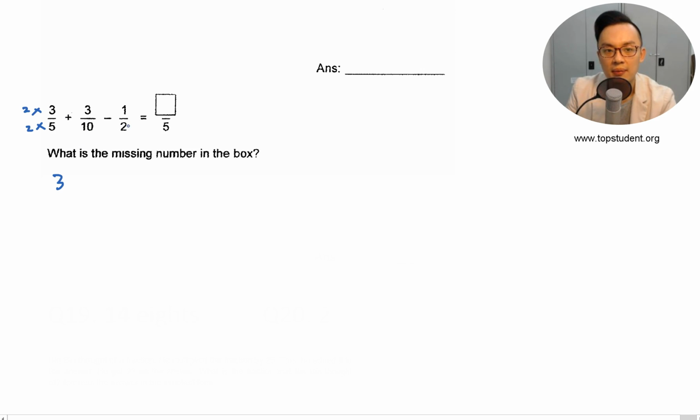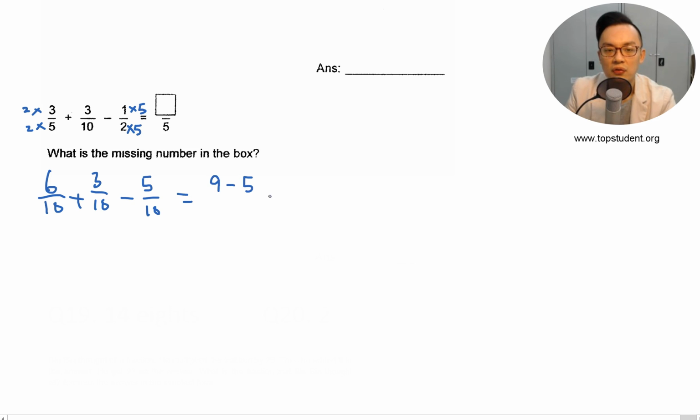This one remains the same. I multiply this by 5, multiply by 5. And I'll get 2 times 3, which is 6, and 2 times 5 is 10. Plus 3 over 10, minus 5 over 10, since 1 times 5 is 5 and 2 times 5 is 10. Equals 6 plus 3 is 9.